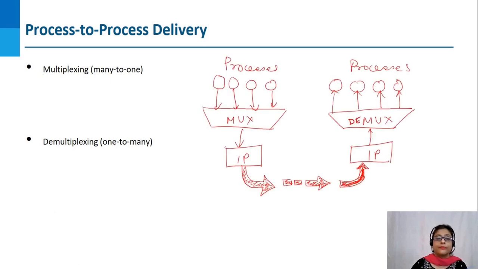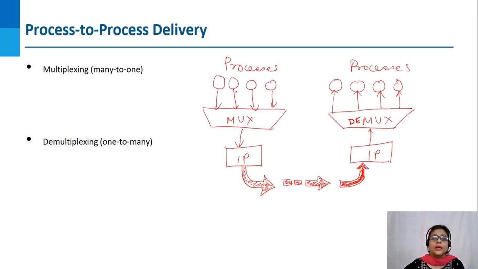For process-to-process delivery, we can have multiplexing. Multiplexing means many processes can be combined together and passed through a single line. So, many to one. At the receiving end, we can have demultiplexing, where all the processes which are intermingled and passed to the server computer are then looked into by the port numbers. Based on the port numbers, they are fed to the different processes at the server end.